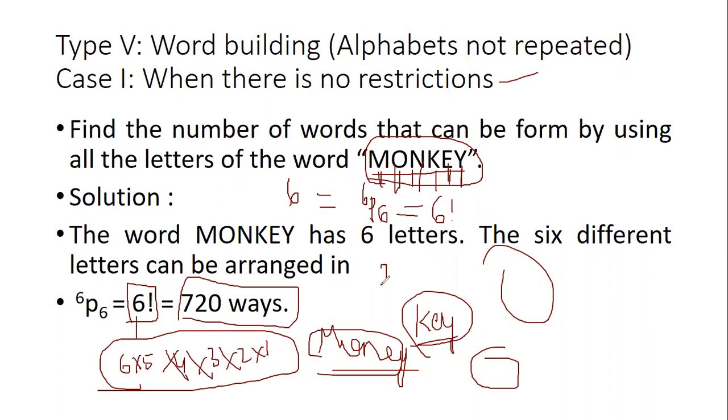I'll start from 2-letter words. Let's say something like "on". On is one, right? Similarly, that was just one example. I can start from 2-letter words, and then 3-letter words, 4-letter words, 5-letter words, and 6-letter words. So in 720 ways I can form the number of words by using the word monkey.